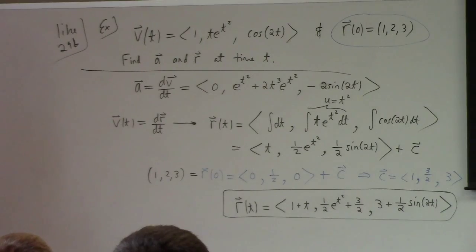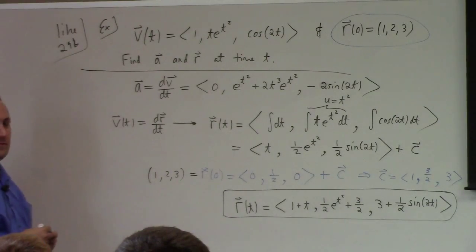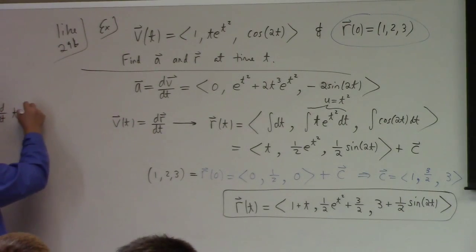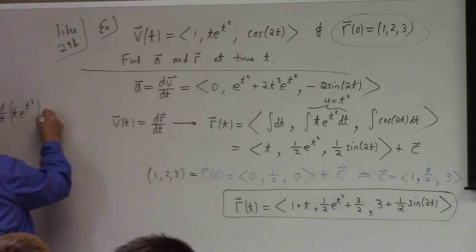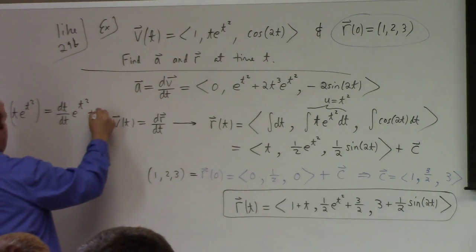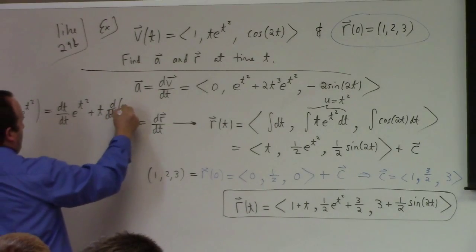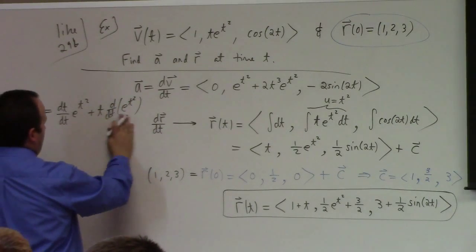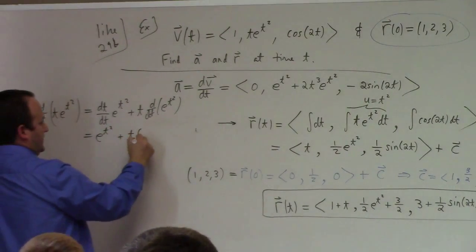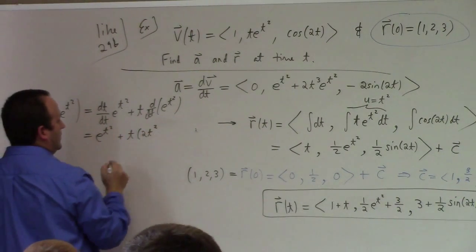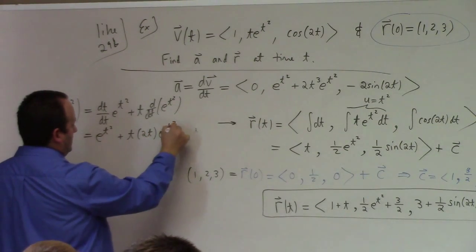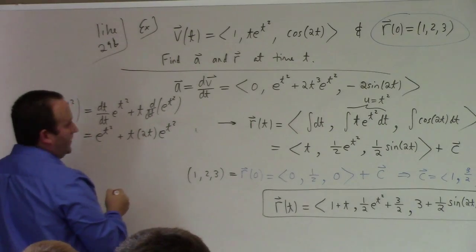Yes, but as I was saying, it's the product rule and the chain rule combined. So that is d/dt of t times e to the t squared, right? Plus t times d/dt of e to the t squared. So that's why I had e to the t squared plus t times 2t squared. Oh, wait a minute. 2t. Oh, yes, you're right. Thank you.